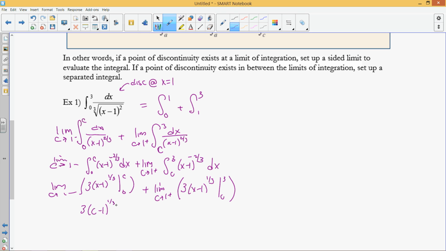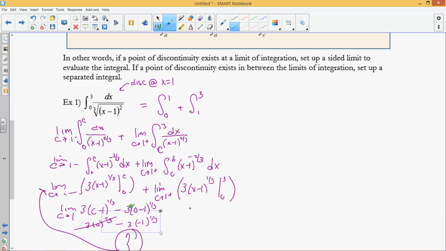One more time. 3 times c minus 1 to the 1/3 minus 3 times 0 minus 1 to the 1/3, and take the limit as c approaches 1. Well, as c approaches 1, this is really going to be 3 times 0 to the 1/3, and this is going to be 3 times negative 1 to the 1/3. So that goes to 0. This goes to minus 3 times negative 1, which is just 3. So that first limit goes to 3.